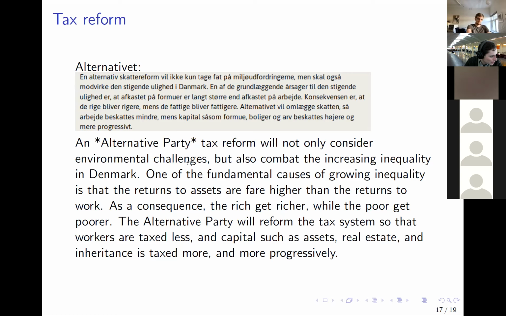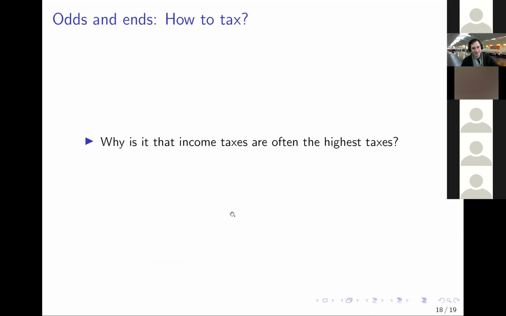So there's a tax reform. They want workers to be taxed less and capital to be taxed more. Let me actually skip it because I have something about it on, I believe, the next slide. Yeah. So there's this interesting thing about, ever wonder why income taxes are the highest taxes? It seems kind of crazy, doesn't it?